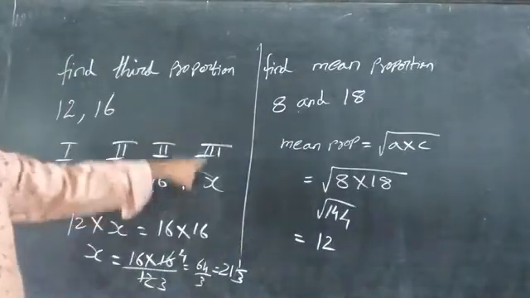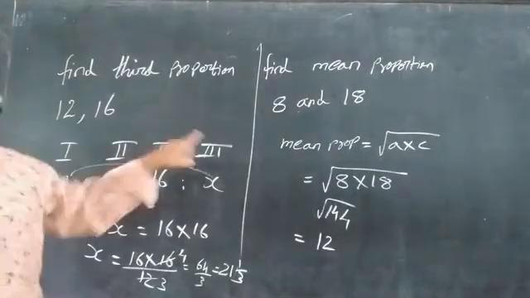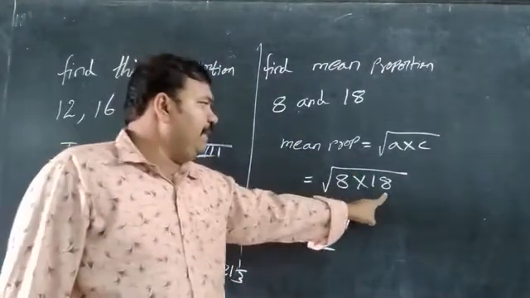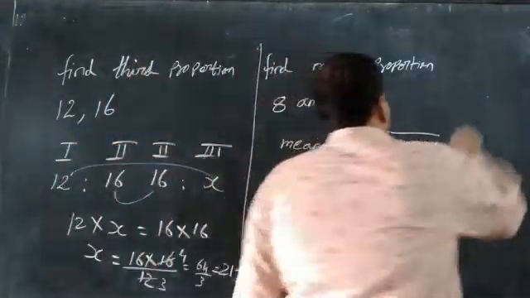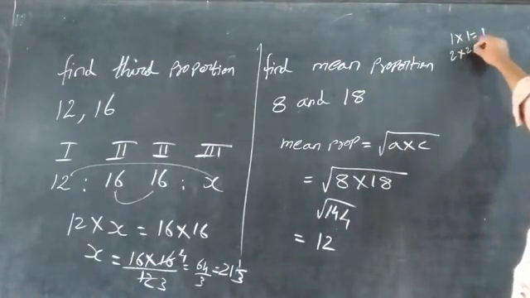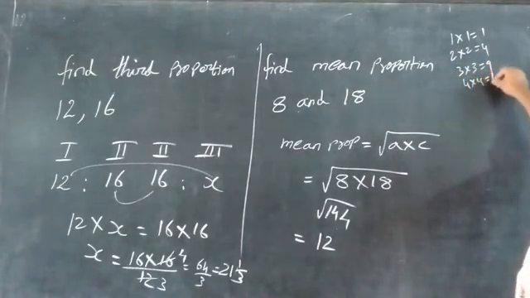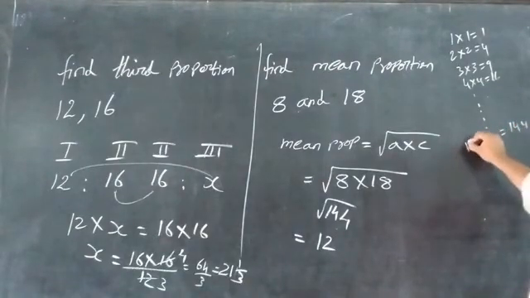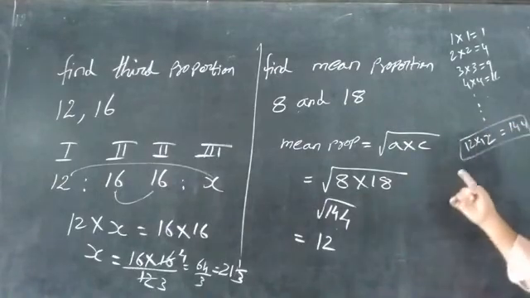Third proportion means the third one is x. If the third proportion is asked, we have to write it as 1, 2, 2, 3. If the mean is asked, directly root of A into C. Here we have to multiply 18 8s are 144. Now we have to read the table. The table in mind we have to read: 1 into 1 is 1, 2 into 2 is 4, 3 into 3 is 9, 4 into 4 is 16. Like that. When you get 144, 12 into 12 is 144. In mind, you have to pick up that table and write the answer.